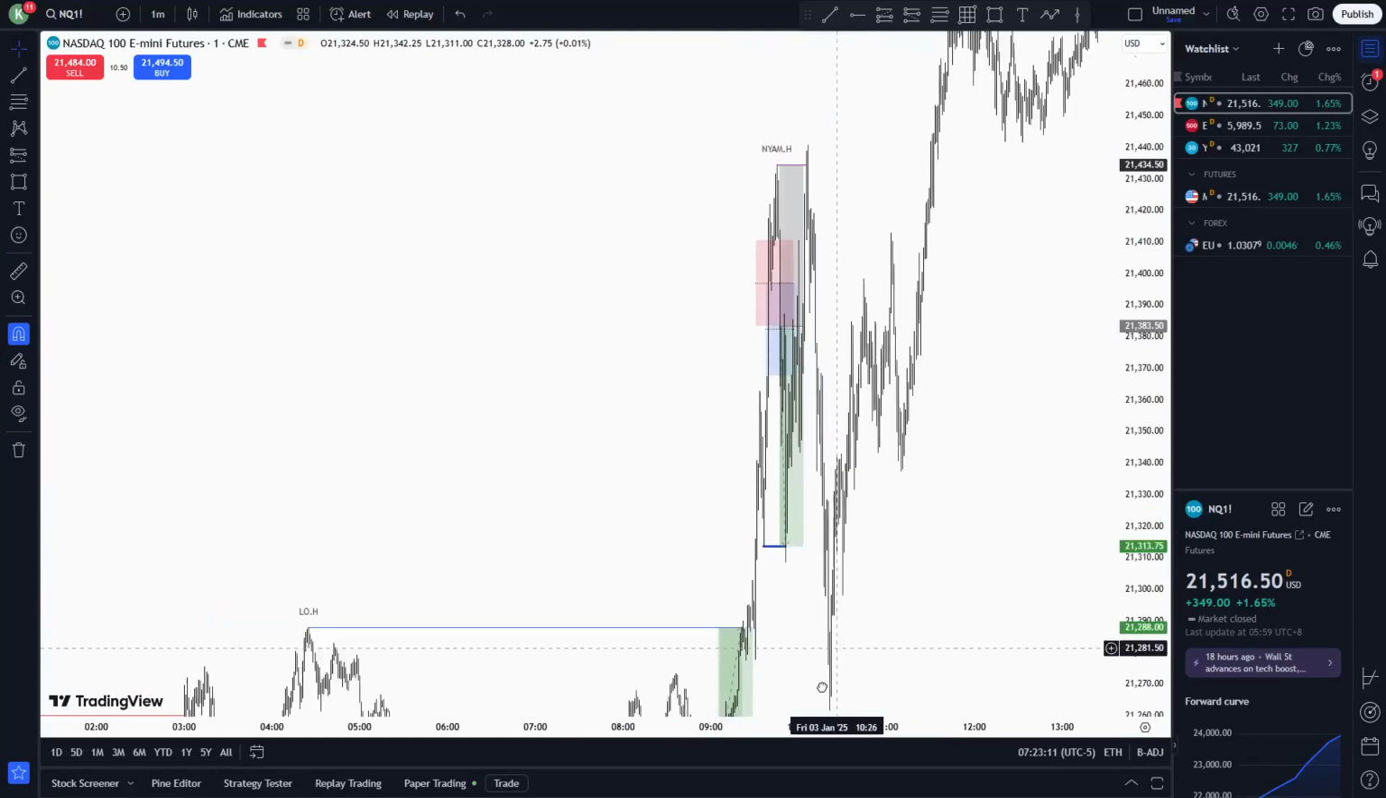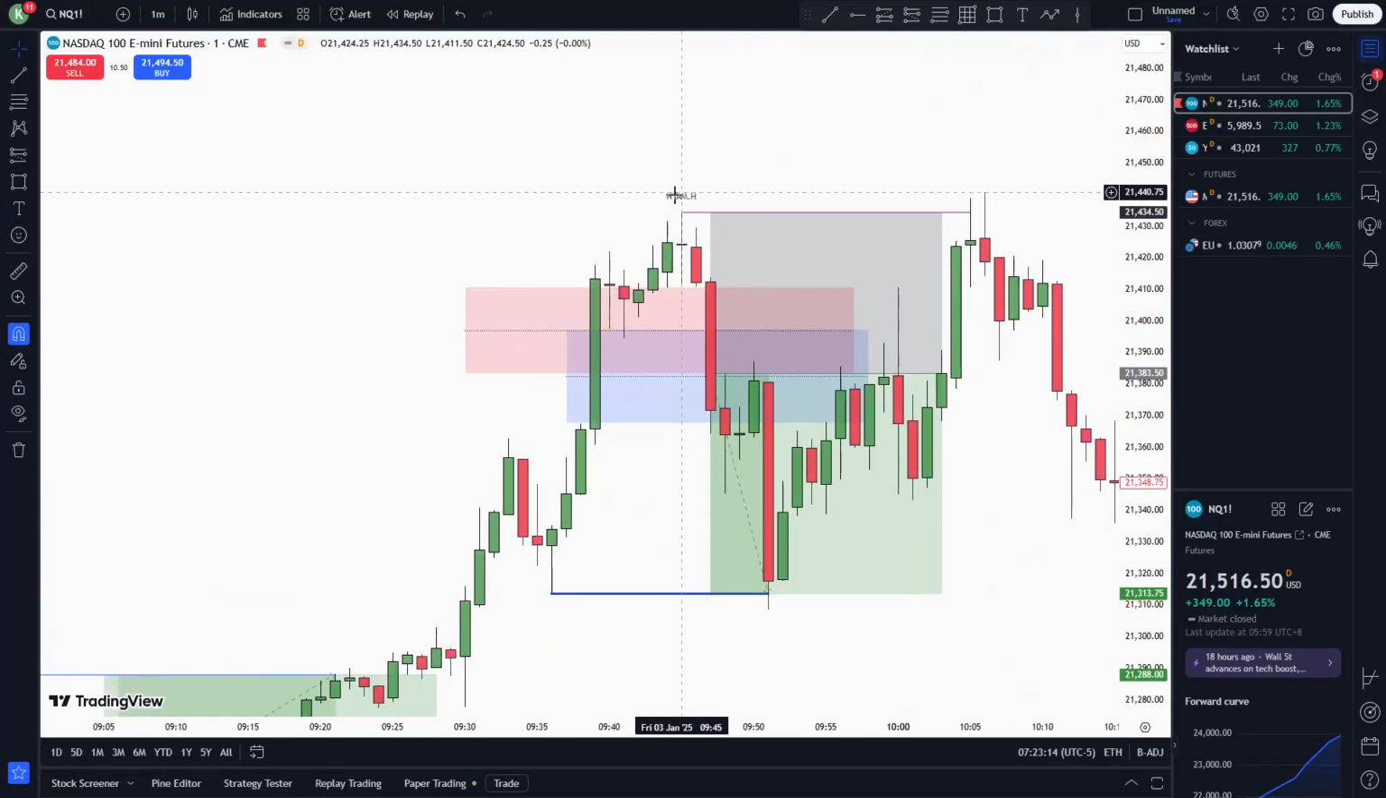As you can see here, price completely takes out this high, creates this new high before making a BPR.